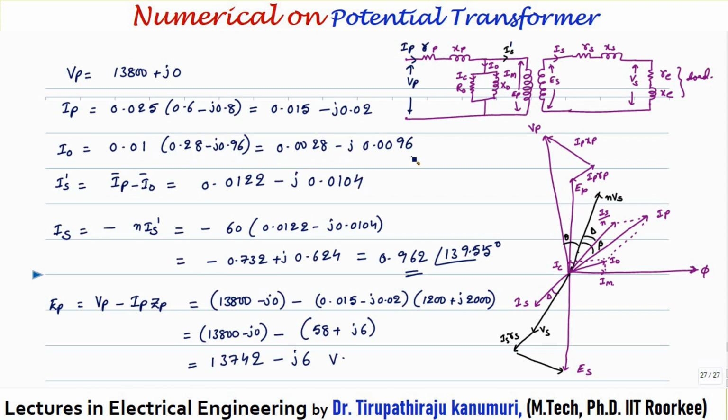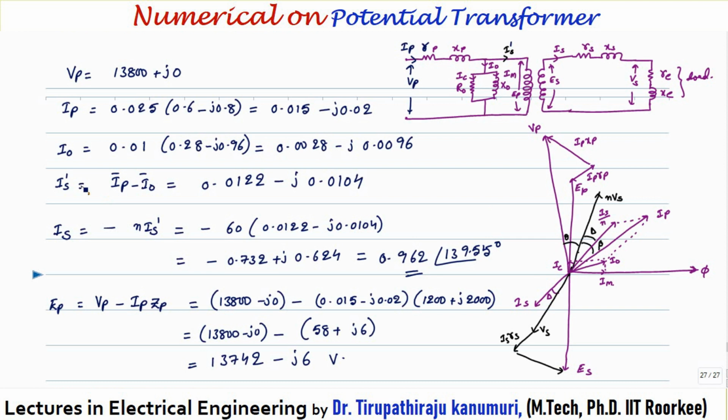This is the value. So I can calculate my value of IS dash. What is my value of IS dash? IS dash is IP minus I naught. I have done the same thing, IP minus I naught, taking the difference of the phasors. This we have to refer to the secondary side, so the secondary side current will be N times IS dash. I have taken a minus sign here because we got the value of IS divided by N.